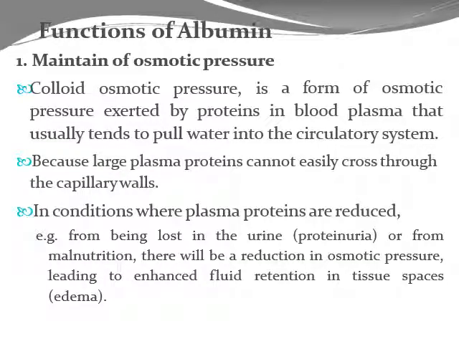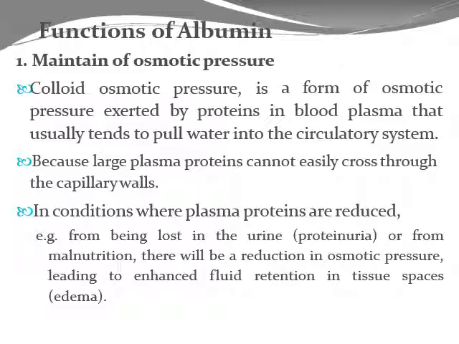What are the main functions of the albumin? Number one, and the most important function, is that it helps us to maintain osmotic pressure. Colloid osmotic pressure is the pressure applied by the proteins in the blood plasma. So they have the ability to pull water into the circulatory system.